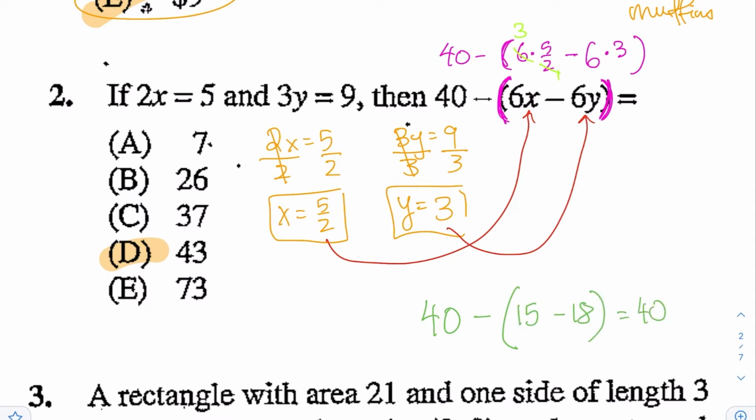Now inside the parentheses, you have negative 3. So when you subtract a negative 3, what you're really doing is adding. So you have 40 plus 3, which is equal to 43. And that's choice D. So just be careful when you subtract a negative here.